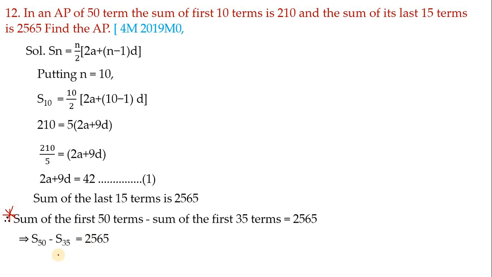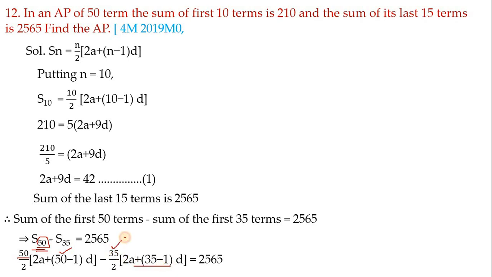Next, now this I can write like this. So S50 minus S35 equals 2565. Now S50 I can write like this by using the formula. So n value has become 50 here because sum of 50 terms I have taken. So in the place of n you substitute 50, and here in the place of n you will get 50 itself. And here in the place of n you will get 35, and here in the place of n you will get 35, and it is equal to 2565.